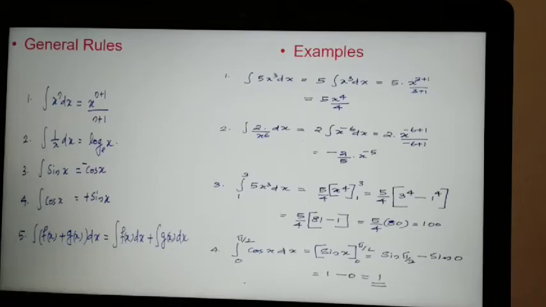That is according to the first rule, integral x to the power n dx, which is x to the power n plus 1 divided by n plus 1. So here it is 5 into x to the power 3 plus 1 divided by 3 plus 1. That is 5x to the power 4 divided by 4.